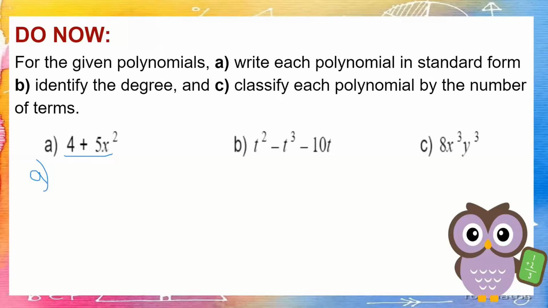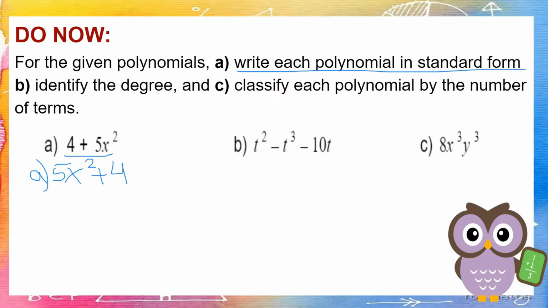Add the exponents? Oh no, wait, not multiply. No. You have to write this in standard form, right? So it is 5x squared and then plus 4. That is correct. That's because remember, in standard form you have to start off with the term that has the highest exponent, you have to put that in the first place.